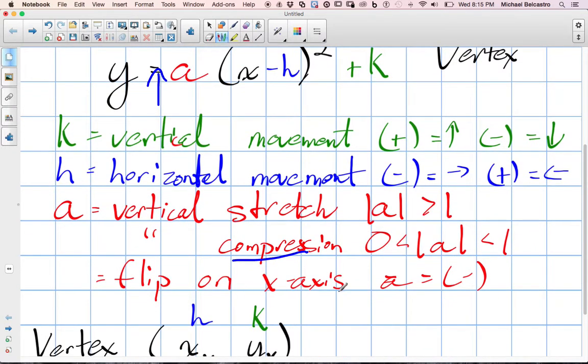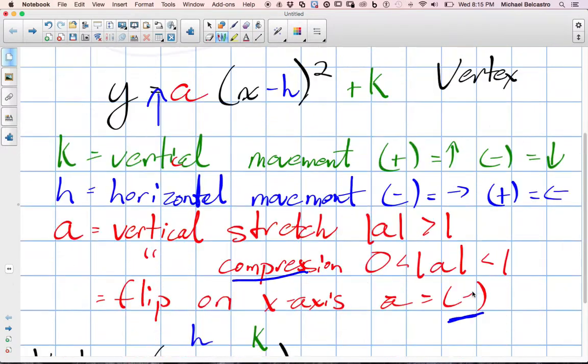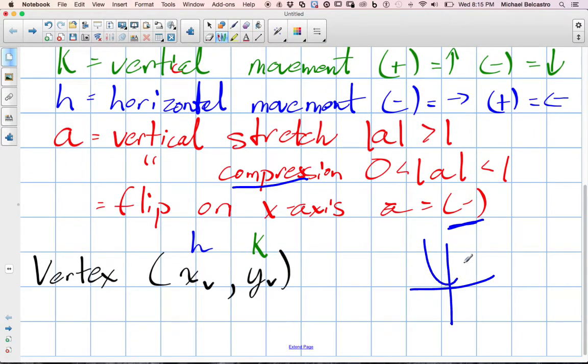And finally, if a is negative, you have your original. If it's negative, it's just flipped. It goes the other way, so it opens downwards instead of upwards.